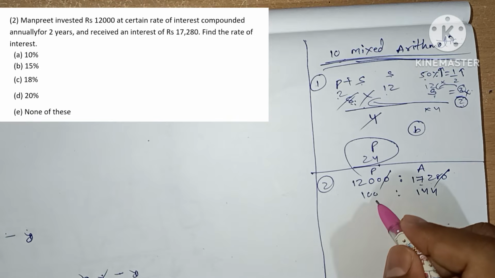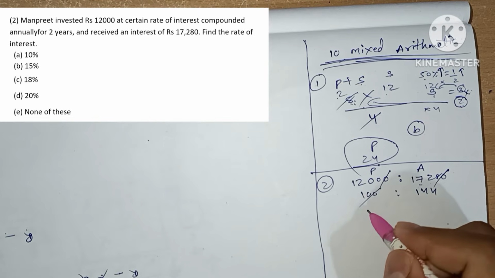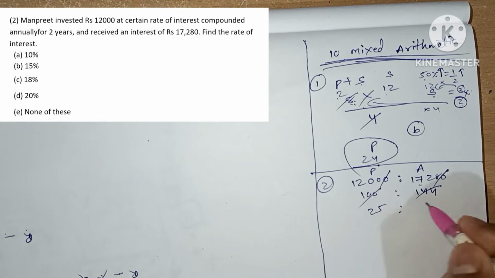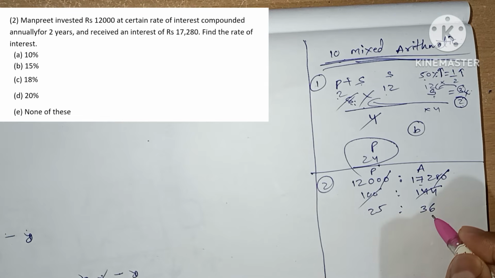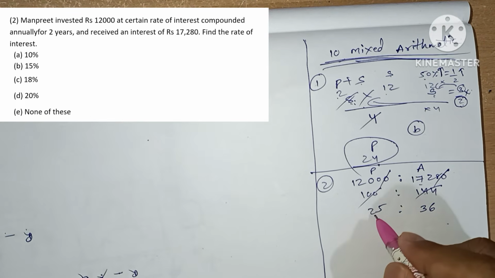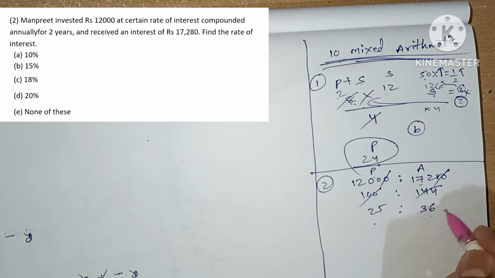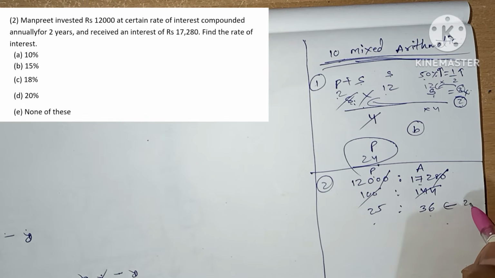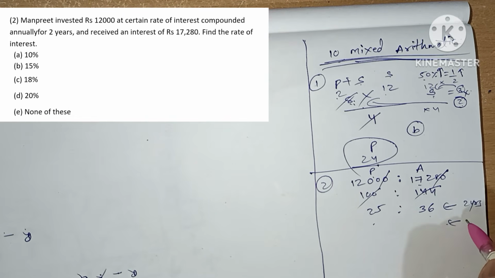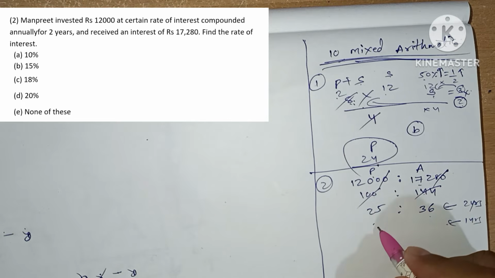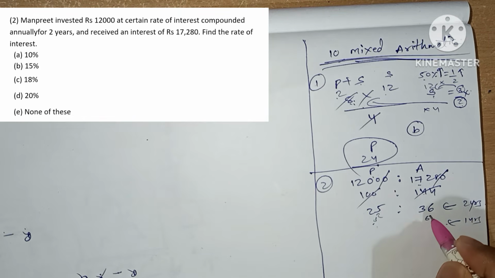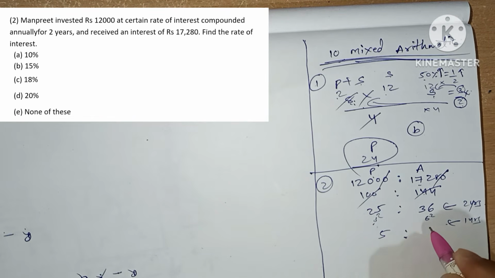This will be 4 25 times and 4 3 times and 6 times. Now we got the ratio of principal to amount for the compound interest for 2 years. So for 1 year, this is 5 square and this is 6 square. So interests are in the ratio of 5:6.